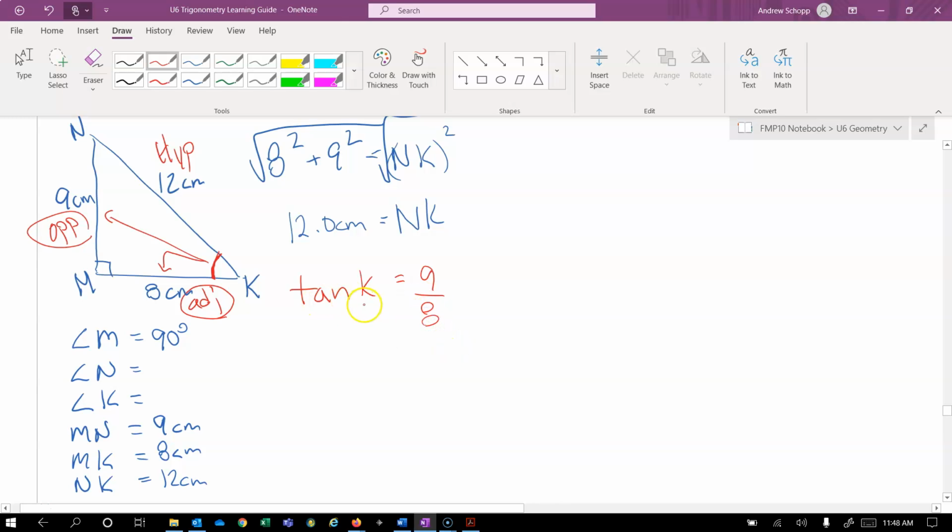And now to solve for this angle K, we have to undo the tangent function. So we'll take the inverse tangent of both sides. So K is now going to be equal to inverse tangent of 9 over 8. And that we can stick in our calculator. When I do that, I end up with 48.4 degrees.